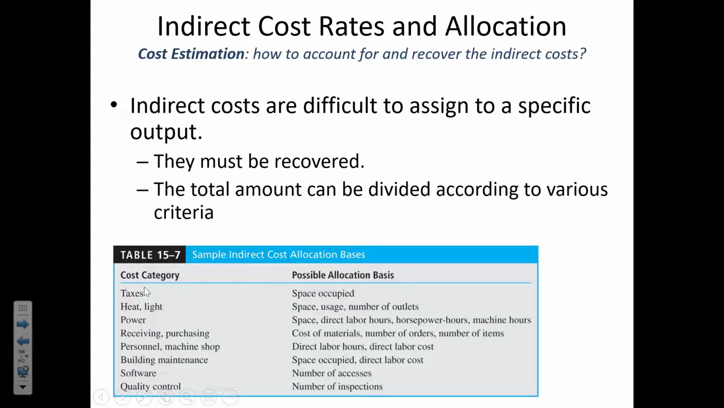So take, for instance, taxes. If you're paying property taxes, you don't know how much property tax it takes to make a phone case. If you're in the business of manufacturing, there isn't a direct relationship there.